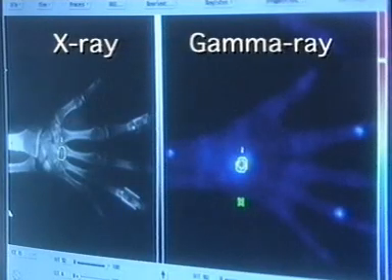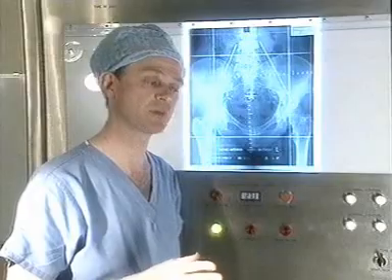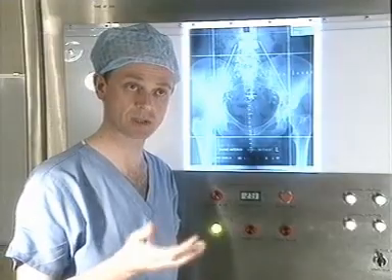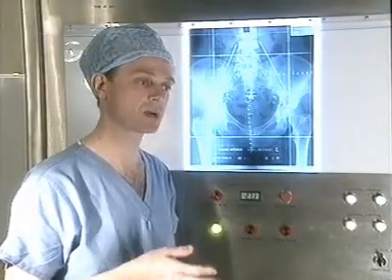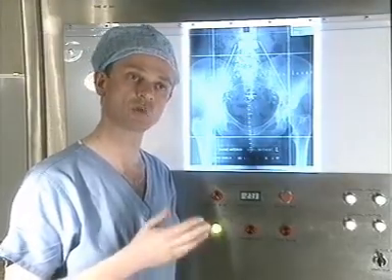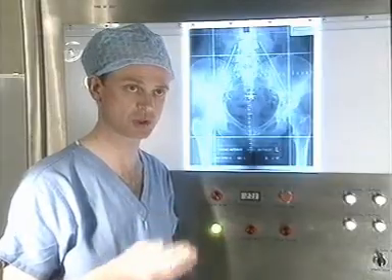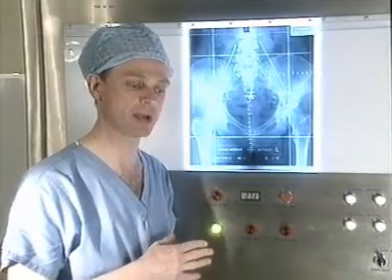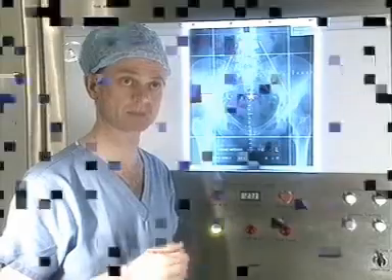The only difference between X-rays and gamma rays is where they come from. Gamma rays come from the nuclear decay in a radioisotope, whereas X-rays come from a machine which works at very, very high voltages, often in the range of millions of volts.